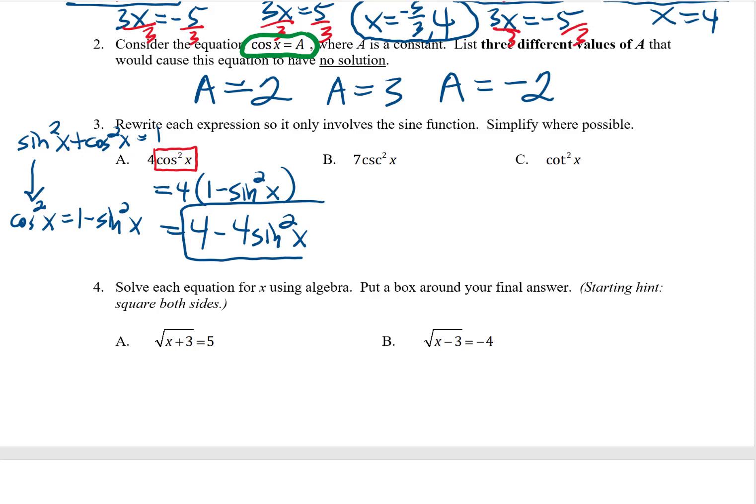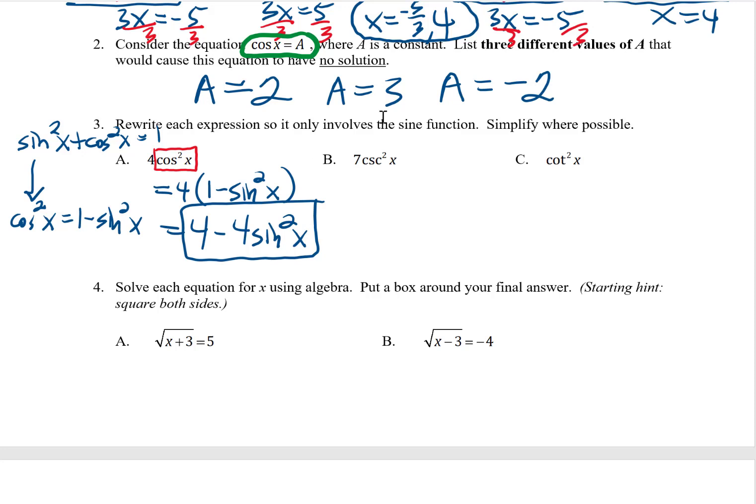Now, we're not saying that this is simpler than the original. I mean, the original looks a lot simpler than this, but that was not the directions. The directions were to change over to sine, and with sine, make it as simple as I can. And this is as simple as I can make it with the sine function.